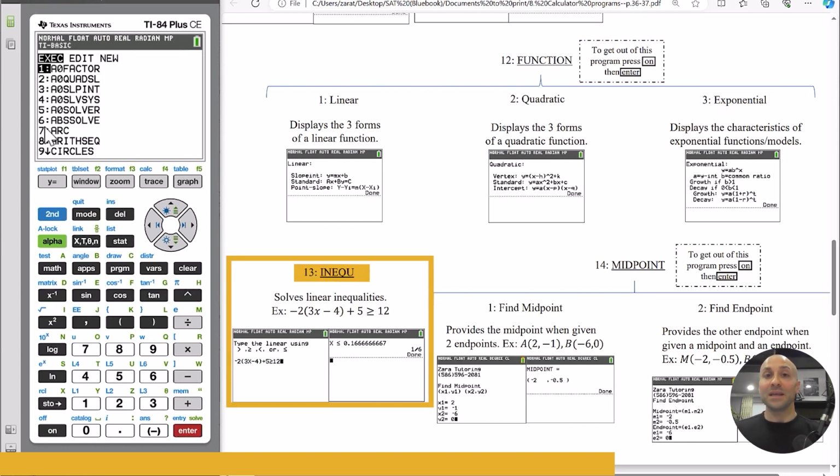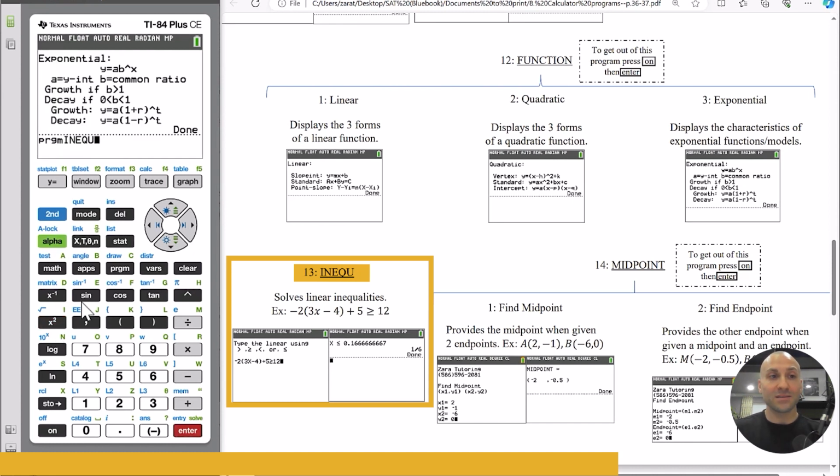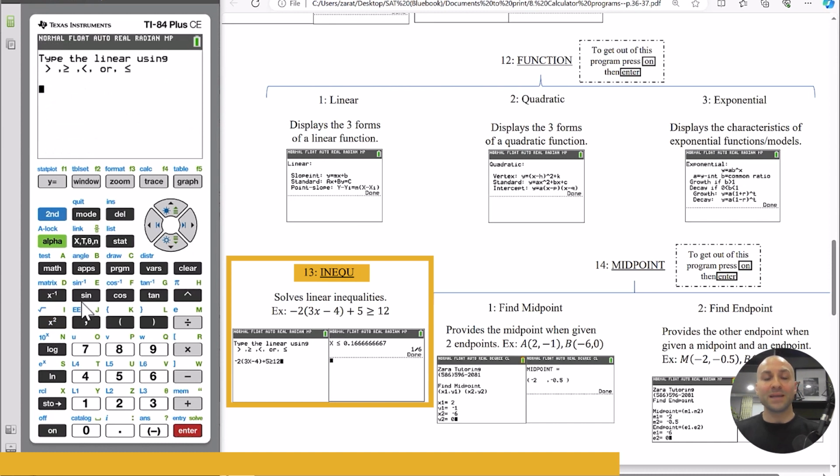So this program, inequality, we could scroll down or we could just press alpha, and then the I is right above x squared. We'll press enter. And what's really great about this program is it naturally does the step that a lot of people make a mistake on. So with inequalities, if you multiply or divide by a negative, it flips the inequality symbol, but the program does it naturally. So let's go ahead and type in this particular inequality.